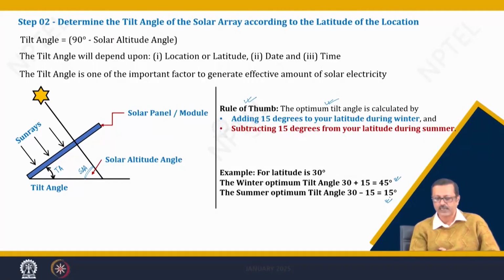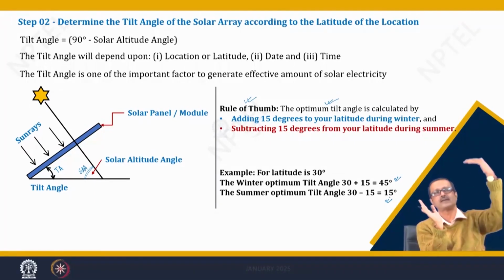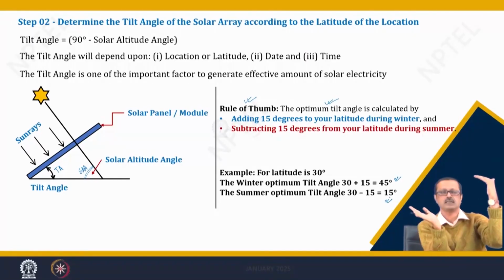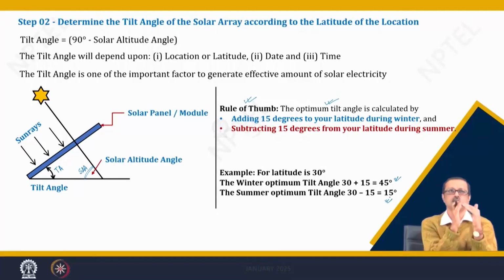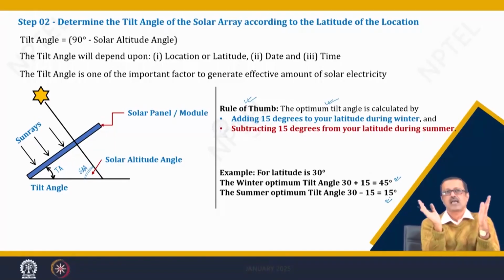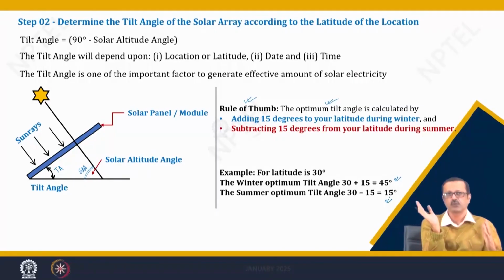So, in winter I will tilt it at about 45 degrees, and in summer I will tilt it at about 15 degrees. In summer the solar altitude angle is very high compared to the winter, so you require a lower tilt angle, because the relation between the tilt angle and the solar altitude angle is 90 minus solar altitude angle. As and when the solar altitude angle is high, you require a low tilt angle, and in winter, approximately speaking, the solar altitude angle is not so high, it is a low sun movement.